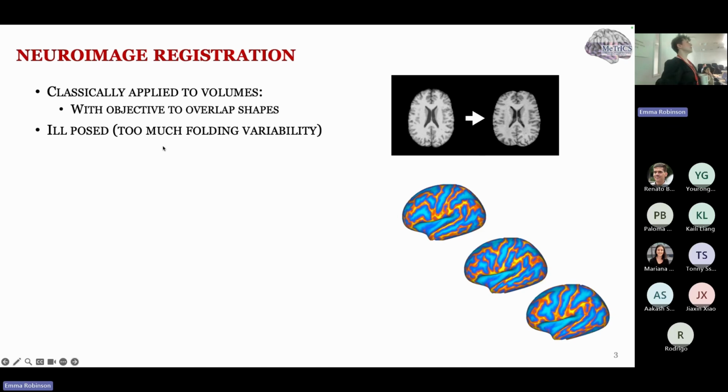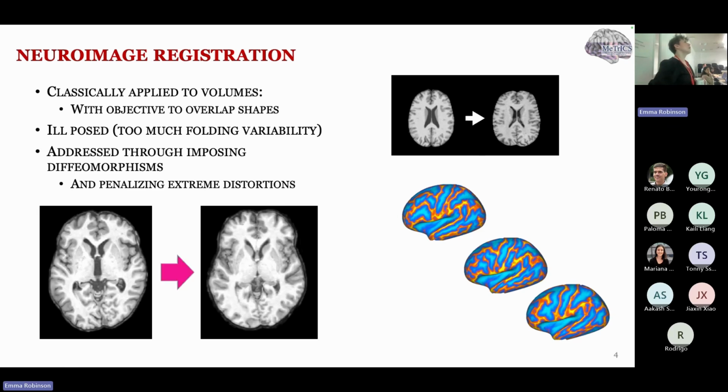And so in order to learn something that is reasonable, most often you impose a number of constraints. So firstly, most image registrations attempt to learn what are known as diffeomorphisms.